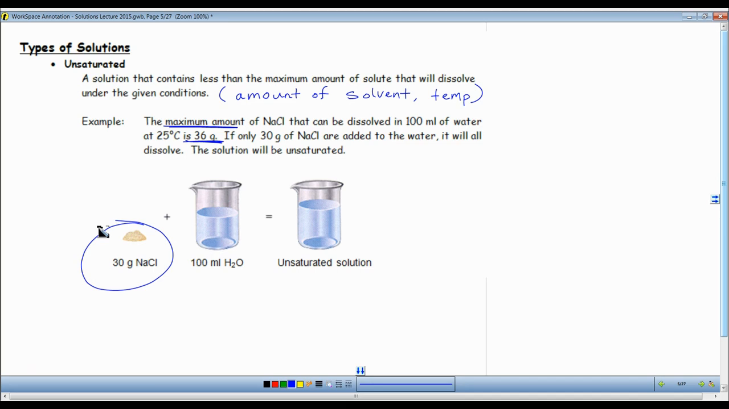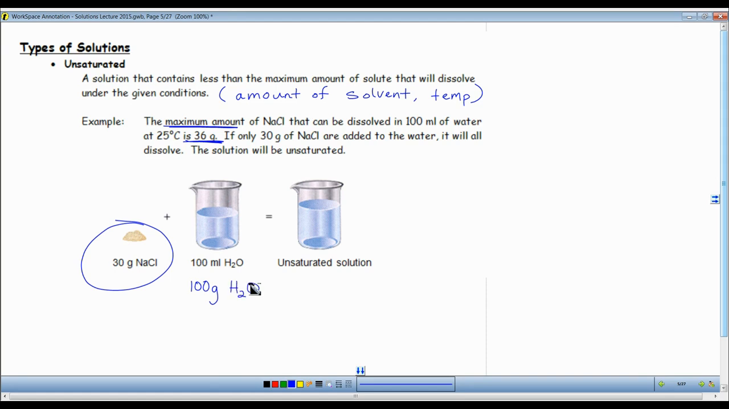Now, another common question that gets asked: what is the final mass of the solution? I added 30 grams of sodium chloride to 100 milliliters of water. What's the final mass of the solution? Tricky question, eh? Maybe, maybe not. You might remember that the density of water is 1 gram per milliliter. So 100 milliliters of water is also 100 grams of water.